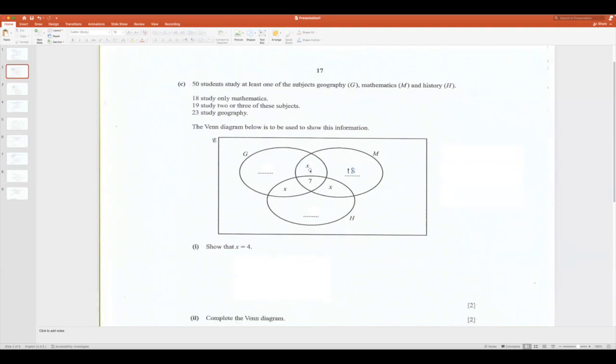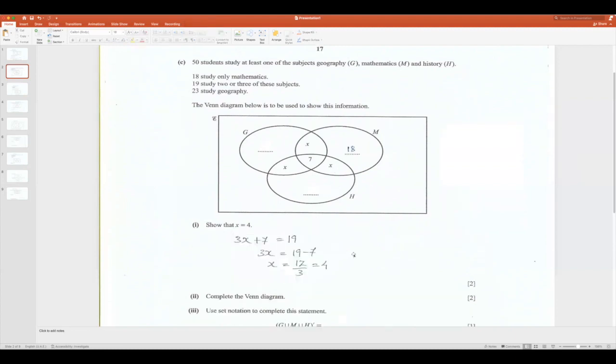First of all, we have to find the x value. They have given that 19 study 2 or 3 of these subjects. This is 3 subjects, 2 subjects. We can write the equation like this: x plus 7 plus x equals 19. So x plus x plus x, 3x plus 7 equals 19. Then 3x equals 19 minus 7. Then x equals 12 over 3, x equals 4.